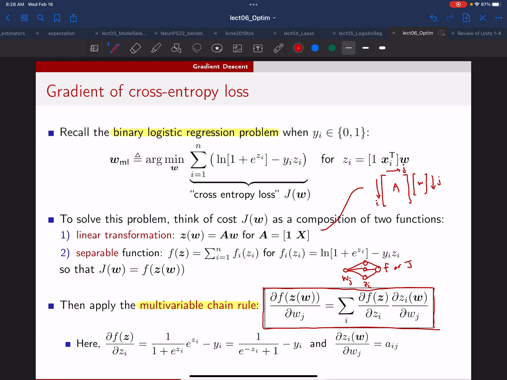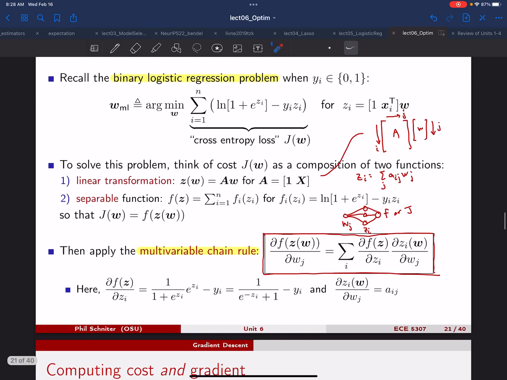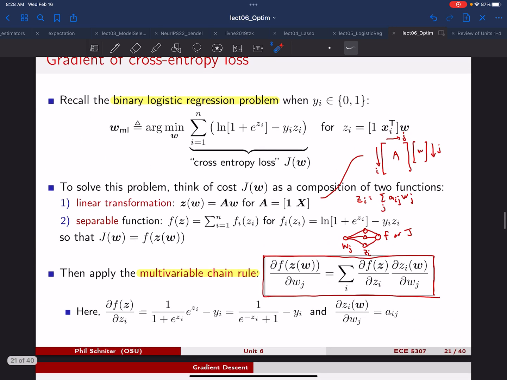Another way to think about it is you just literally write out Zi in terms of the elements of W. You would have an equation like this, and then from here too, you could immediately see how this derivative comes about. Okay, so those are the two things, and then we can put them together. Obviously we just take those two terms, insert them in here, sum together, and that is our gradient.